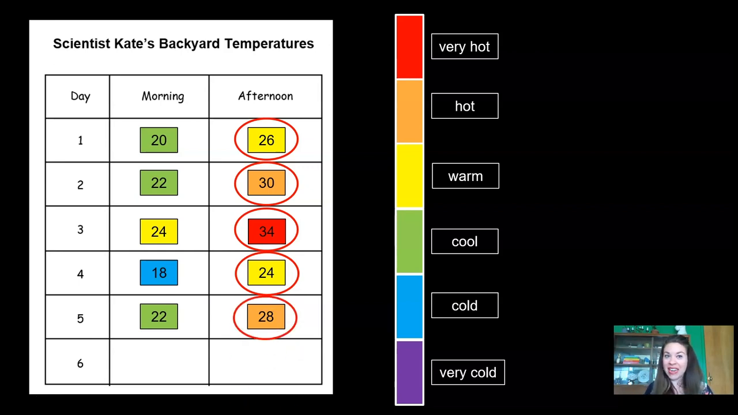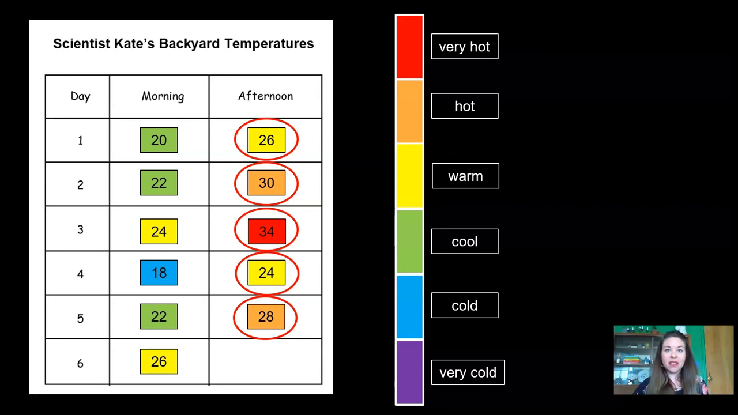Did you pick 28? 28 is a bigger number than 22. And we can also tell because this one is green, which is cool, and this one is orange, which is hot, so we know the afternoon was warmer. Now, what do you think about day 6? Do you think our pattern will keep going and we'll have warmer afternoons? That's my prediction. Okay, let's find out and see if we're right.